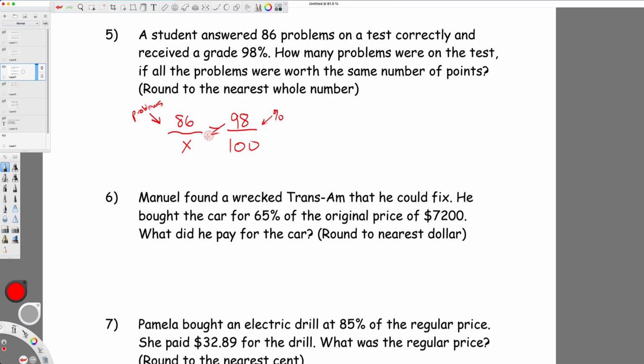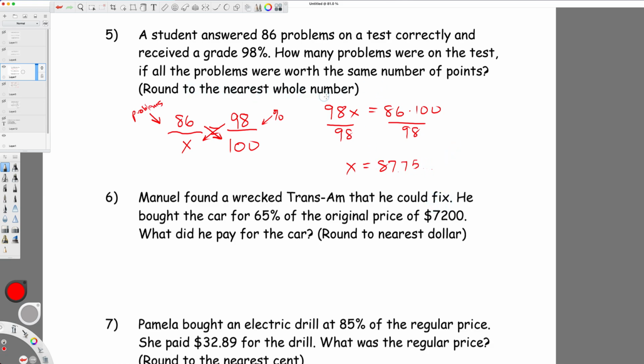I'm ready to do my cross, multiply, and divide. So I'm going to do my cross products. 98X is equal to 86 times 100. And divide by 98. I get 86 times 100 divided by 98. And I get 87.75, something or other, 87.75, and it keeps going.